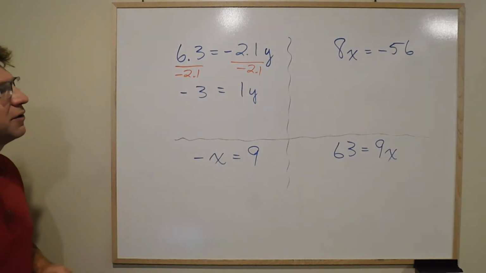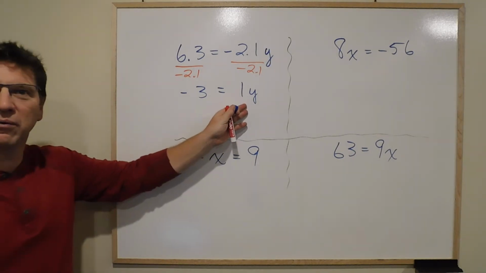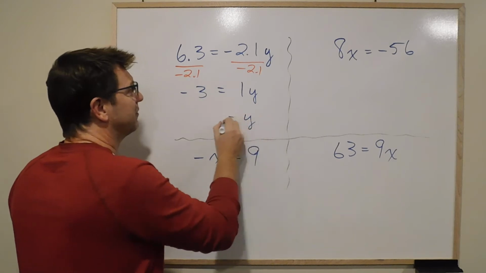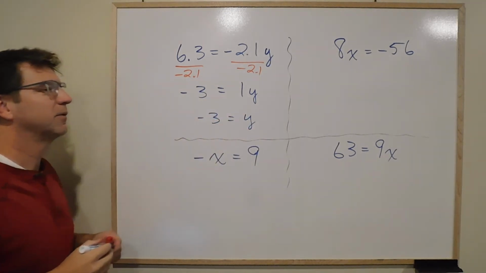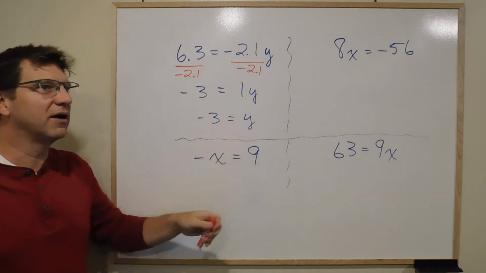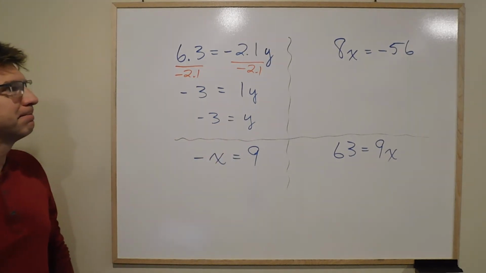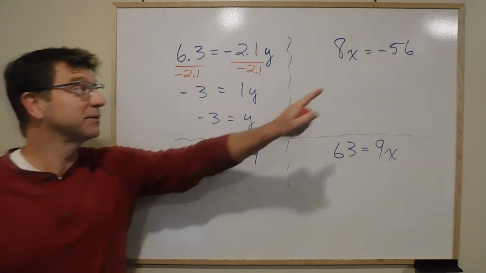Okay? So here we want y. Well, what's the difference between 1y and y? Well, 1y is y. So we can say y equals negative 3. Okay? Negative 3 equals y, or y equals negative 3. Same thing. Okay? Let's go to the next one.